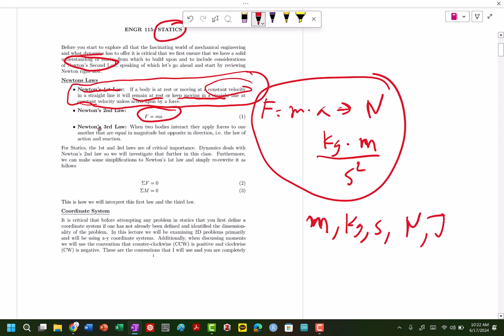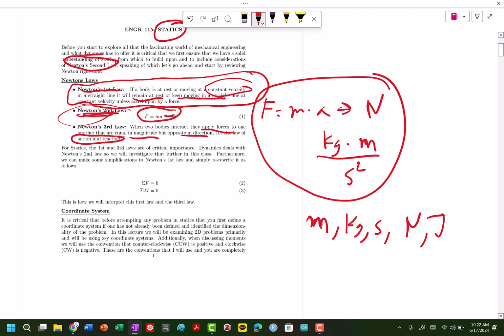Finally, Newton's third law: when two bodies interact, they apply forces to one another that are equal in magnitude but opposite in direction, i.e., the law of action and reaction. For statics, the first and third laws are important. The second law is extremely important for dynamics, which is going to be our critical aspect.